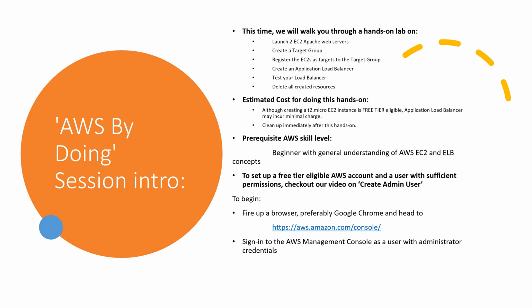This time, we will walk you through a hands-on lab on launching 2 EC2 Apache web servers, creating a target group, registering the EC2s as targets to the target group, creating an application load balancer, testing your load balancer, and deleting all created resources.